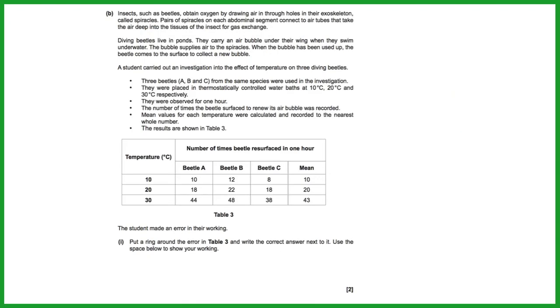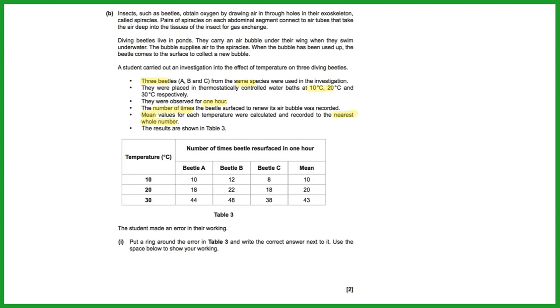So on to part B. Part B tells you all about an experiment that a student did where they took 3 different beetles from the same species, and they placed them in thermostatically controlled water baths, and they observed them for an hour, and the number of times the beetle surfaced to renew its air bubble was recorded. Then they calculated mean values for each temperature for each of the 3 beetles, and then recorded to the nearest whole number. Now that's an important part of the answer. And then they show you the results.